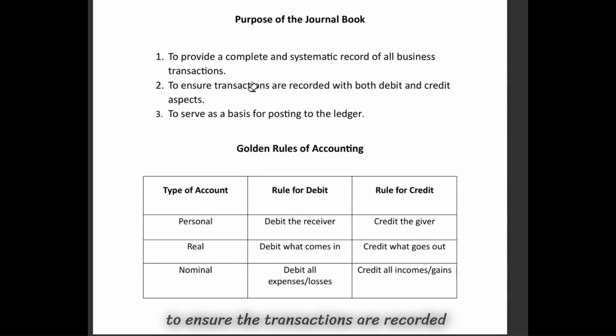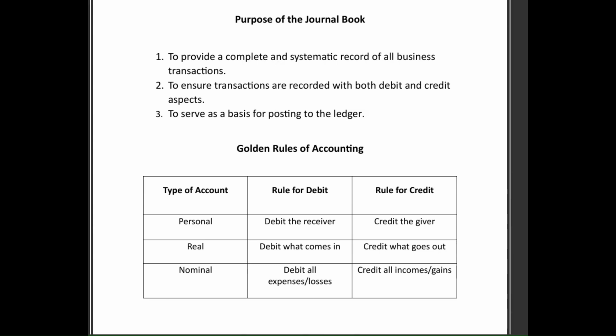Hence, to ensure the transactions are recorded in both debit and credit aspects, to serve as a basis for posting to the ledgers, which means to record all the transactions in the system to avoid human errors, to ensure that all the transactions are recorded with both the debit and credit aspects, and this helps to post to the ledger easily.